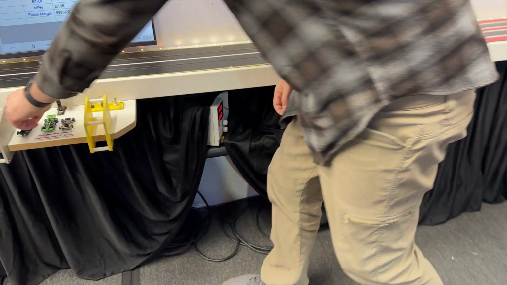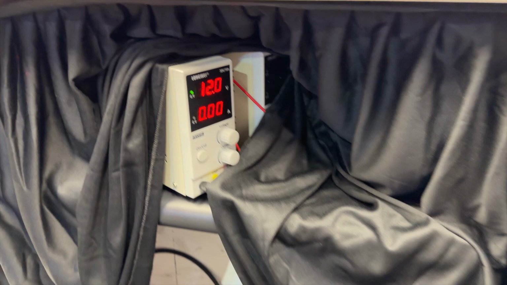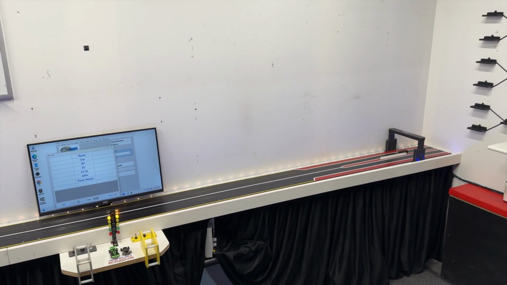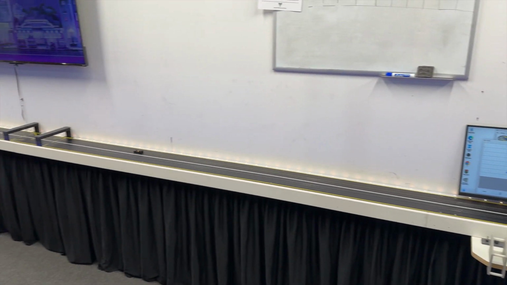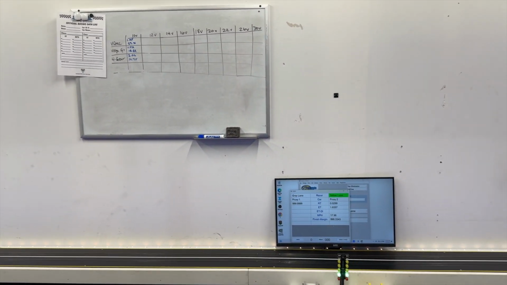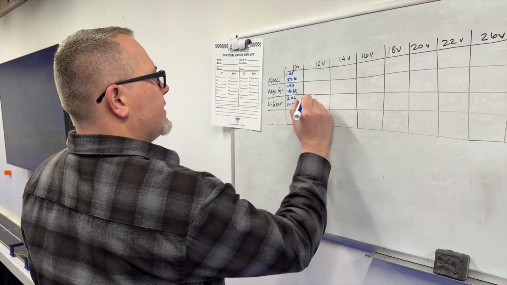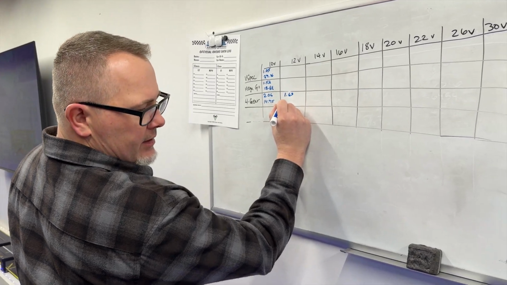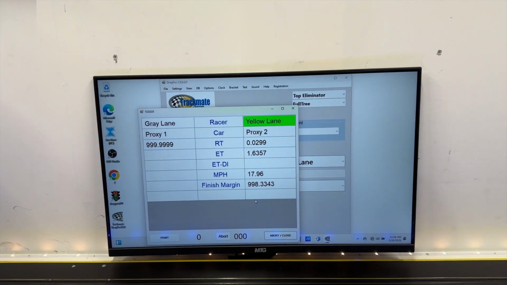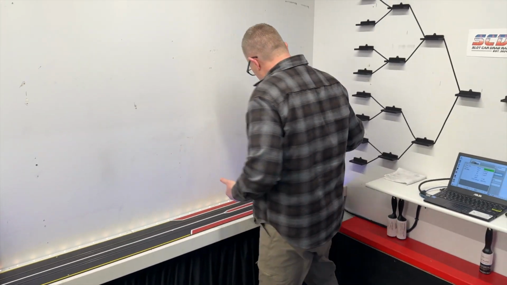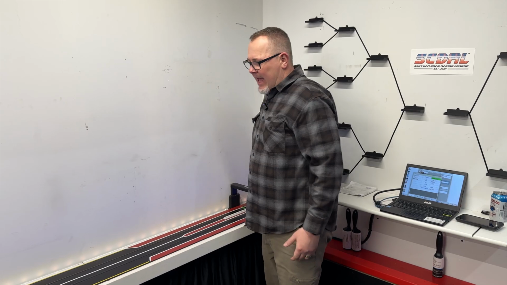Okay, we'll jump back to our four gear. Looks like we ran 2.06 at 14.375 last time. Okay, so we definitely did pick up. That's just with 2 volts, okay? So let's see, 1.63. And 17.96.